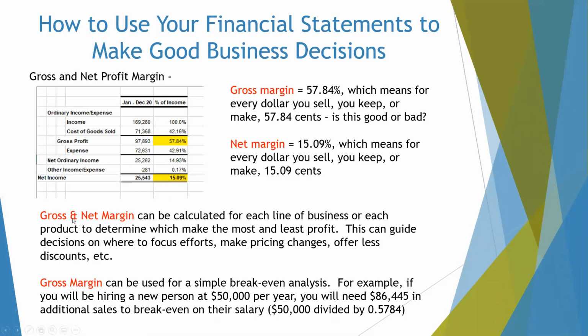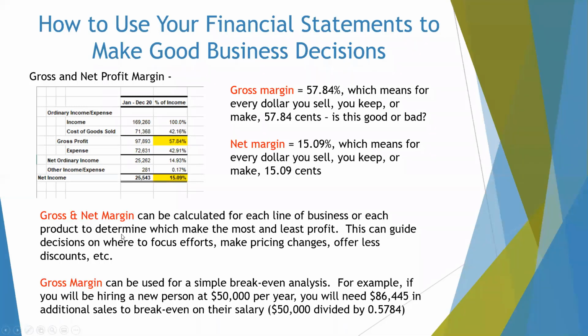Okay, so the way you can use this is you can calculate your gross and net margin. You can calculate for each line of business you have, or even each product or service you have, to determine which make the most and least profit. So if you have something that's not making a whole lot of profit, this will guide your decision, and maybe you change your prices. Maybe your delivery is too expensive. You need to change some processes. Maybe you need to stop that line of business. I don't know. And if you have something that's very profitable, maybe you focus in on that service or product and do more of that.